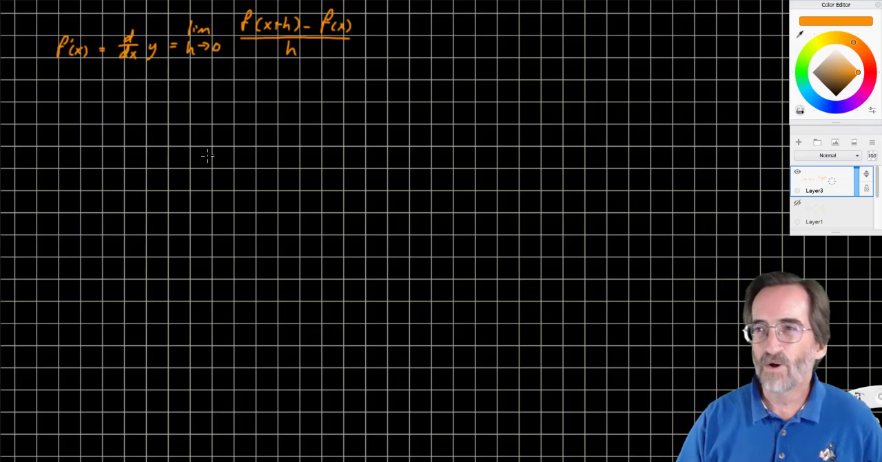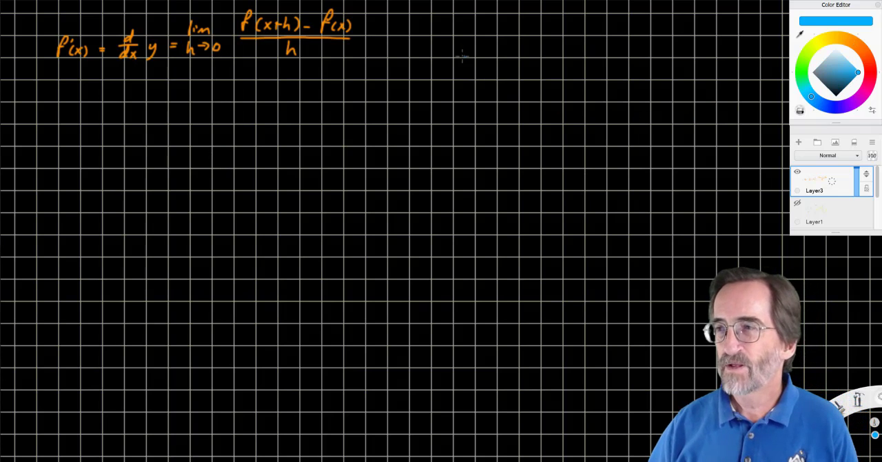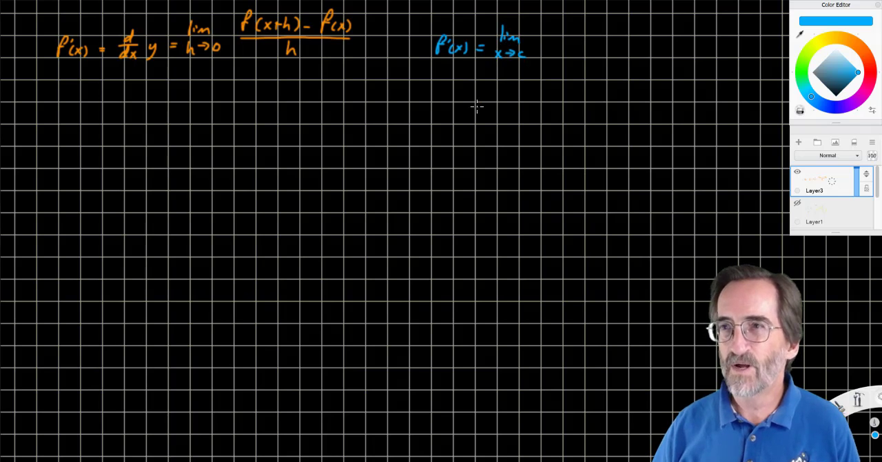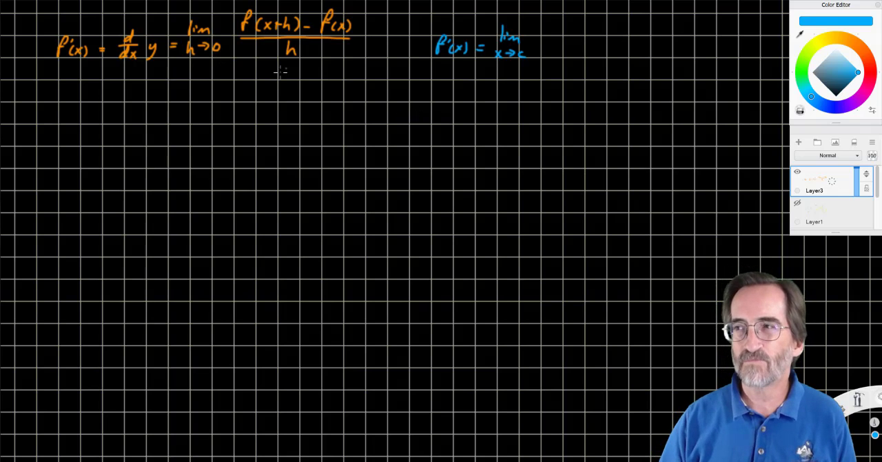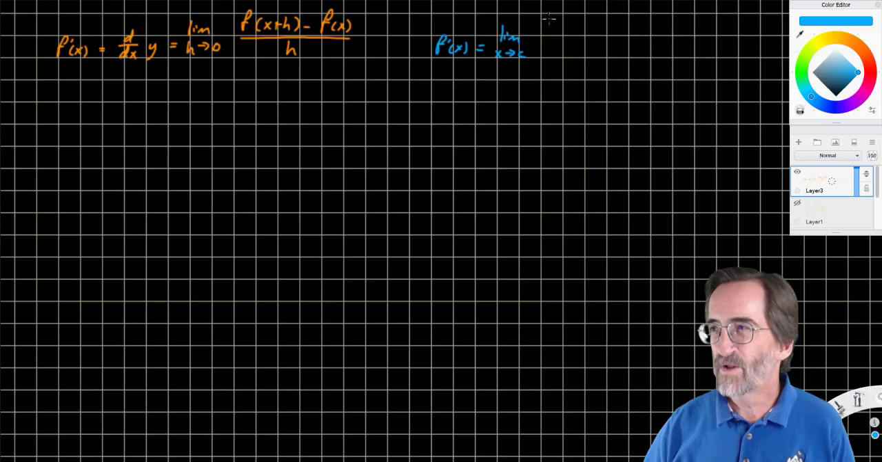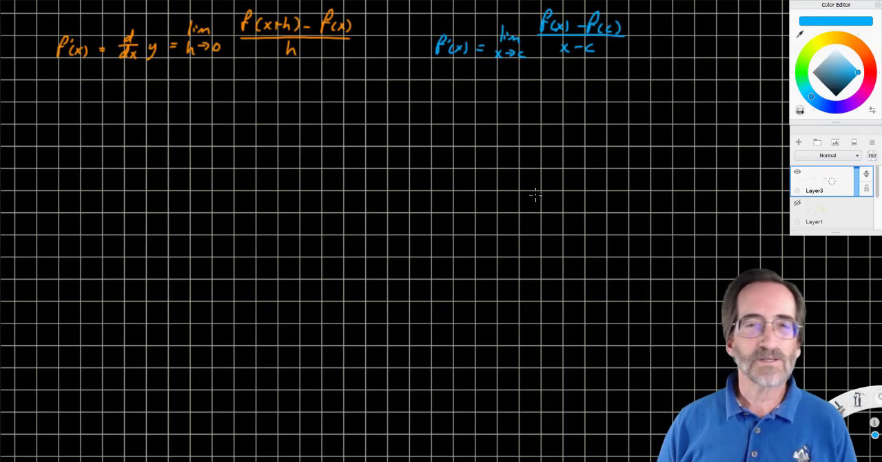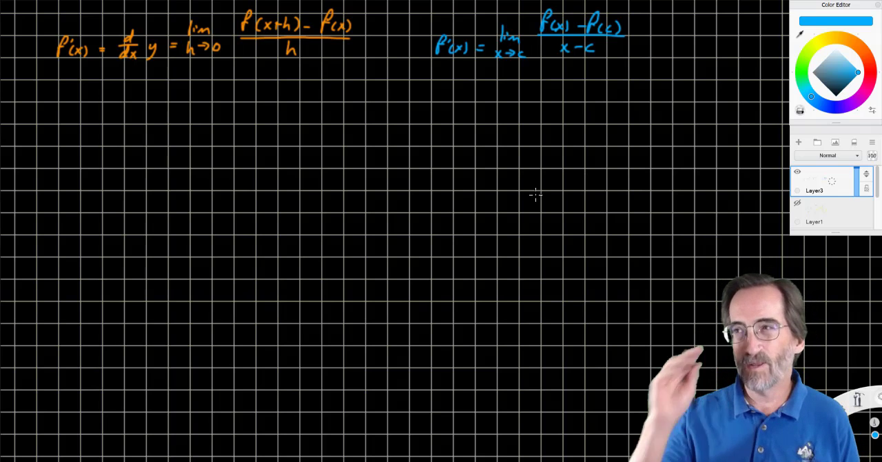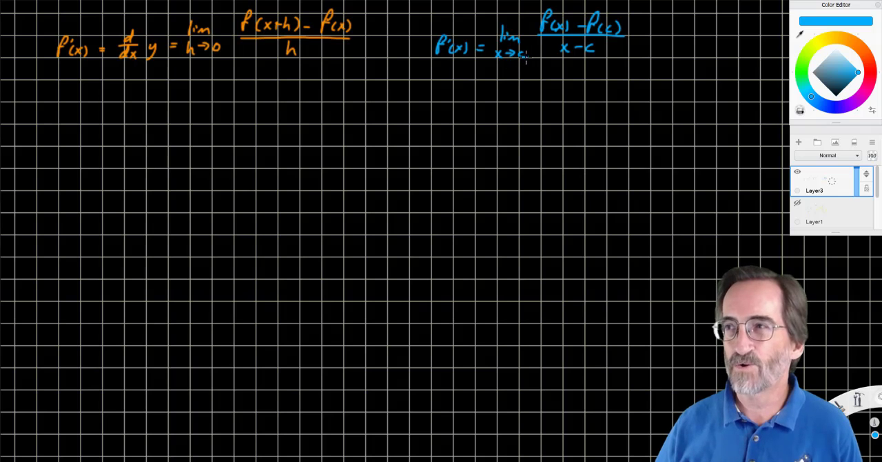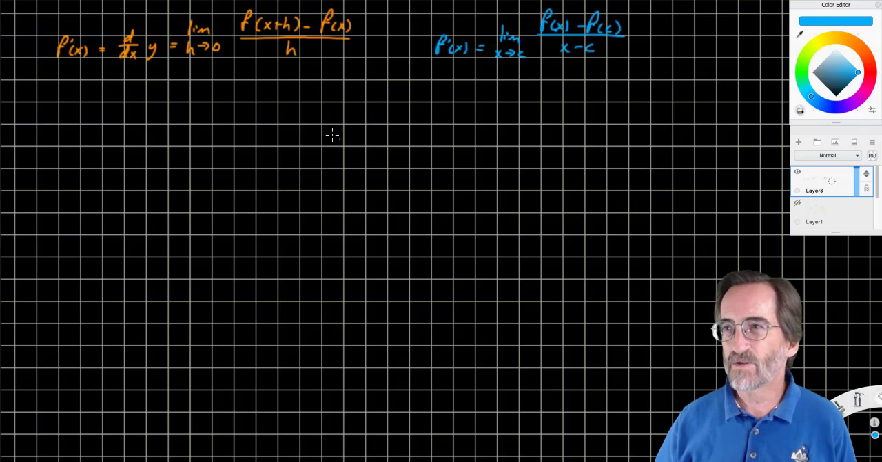The alternative definition is this: f prime of x equals the limit as x approaches c, not as h approaches 0, but as x approaches c, of f of x minus f of c over x minus c. We use the first because it's more readily found. Not every function works for the alternative definition, but they're really different forms of the same thing.